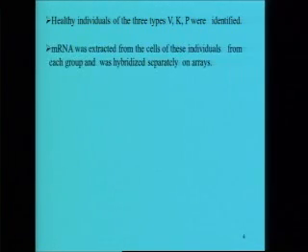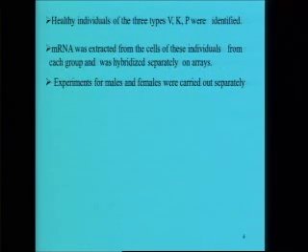So what was done is healthy individuals of these three types, vata, kapha, and pitta prakriti, were identified. This study was conducted in the north part of India. mRNA was extracted from the cells of individuals from each group, and they were hybridized on arrays. The experiment was done for males and females separately. So I'll explain to you the results of the experiments done on male groups.